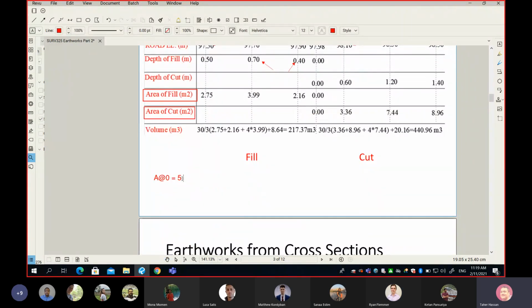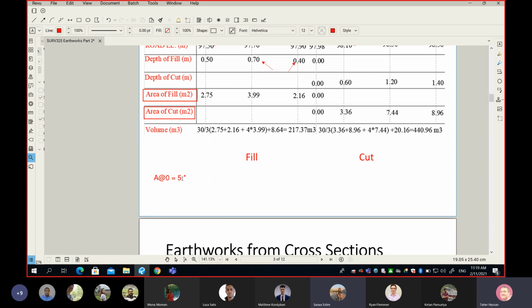So the W is 5, and then multiply it by C. Where can I get my C? And remember, C is the depth of cut or the depth of fill. So we're talking about area at section 0. How much is my depth of fill?